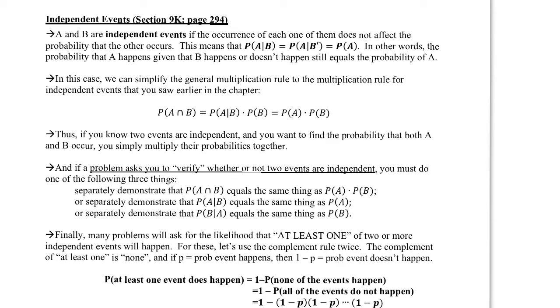Alright, this is the final video of Chapter 9. I'm on Section 9K, and it's pages 29 to 32 in your Chapter 9 notes. So the final section is about independent events. And here's our first definition.